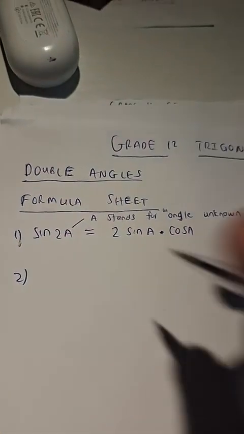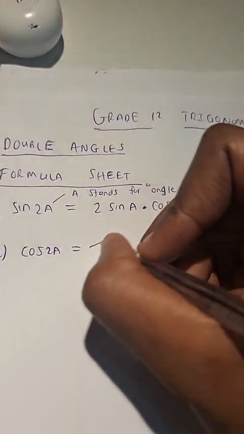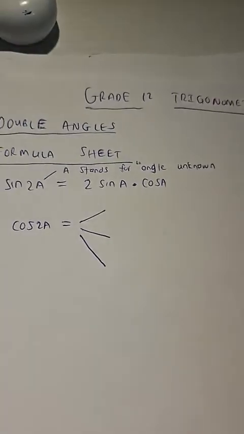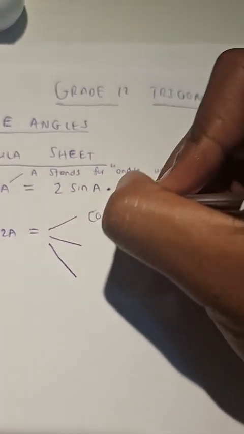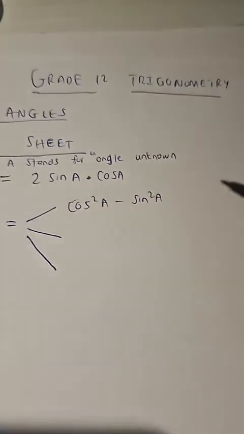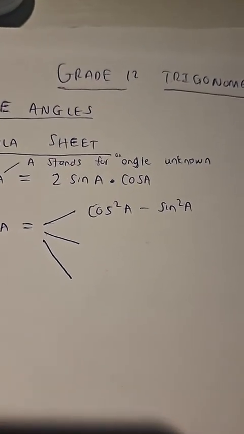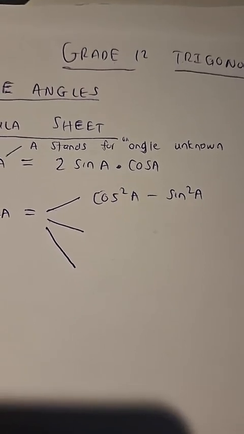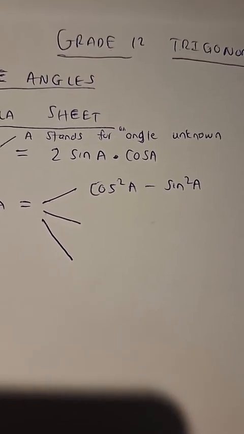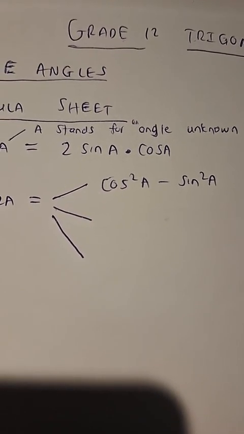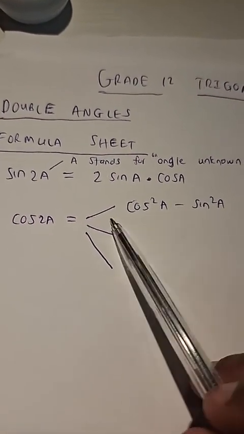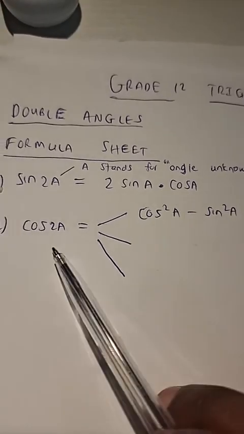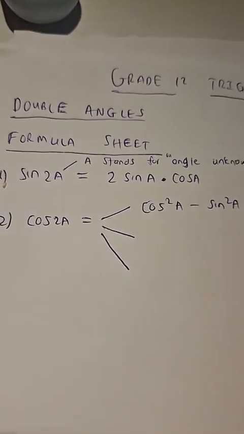Then there's the double angle for cos 2A. Okay? And there are 3 of these expressions or expansions for cos 2A. The first one is cos squared A minus sine squared A, which is not to be confused with the square identity that you learned in grade 11, because that one is sine squared A plus cos squared A. This one is the difference of cos squared A minus sine squared A. That's the expansion of cos of 2A.